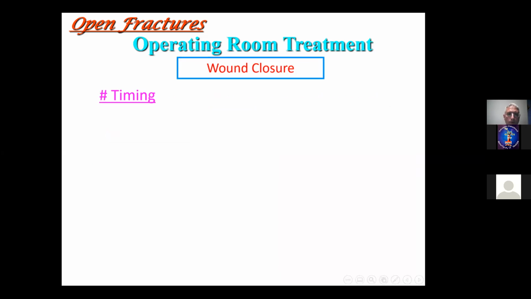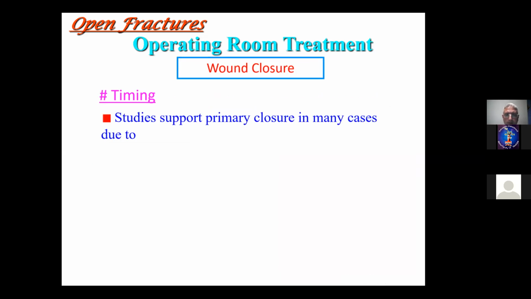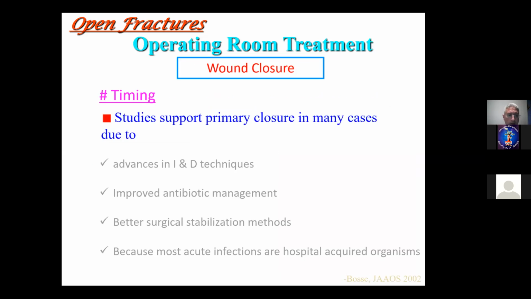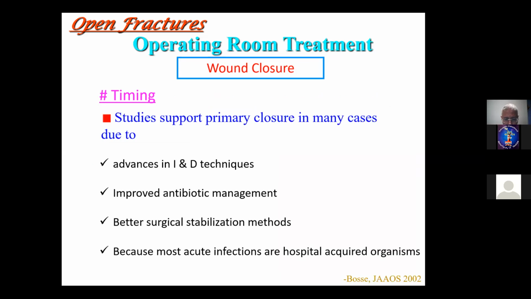What about the wound closure? The timing studies support the primary closure in many cases due to the advances in the irrigation and debridement techniques, improved antibiotic management, better surgical stabilization, and as we said before, most acute infections are hospital-acquired infections. So any delay is going to be a risk for infection. So primary closure is important.